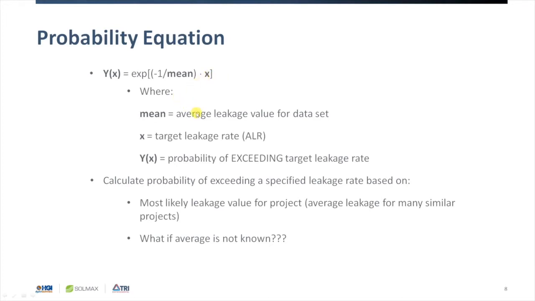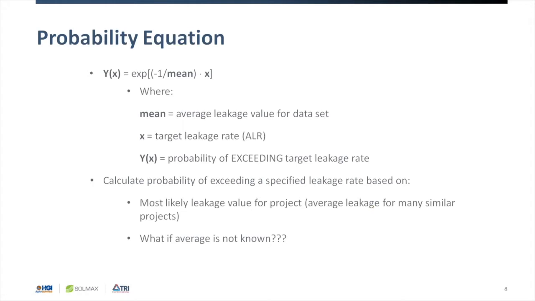You just need to know the average leakage value for the data set, and you enter in your ALR, and it yields the probability of exceeding that ALR. So this is when you have the most likely value for a data set. If you know the average leakage for this type of project, you can use this equation.